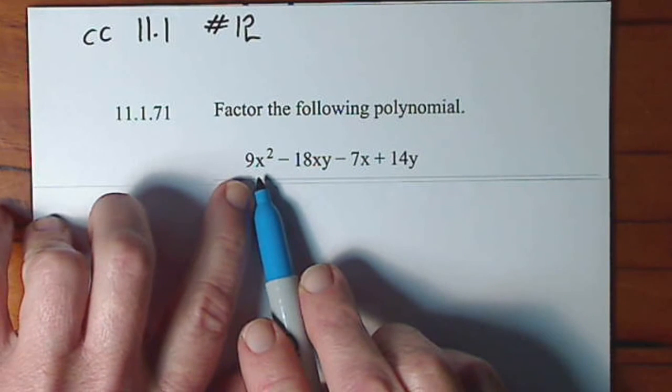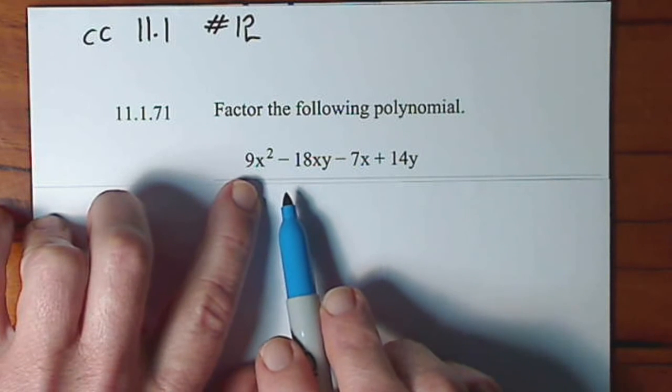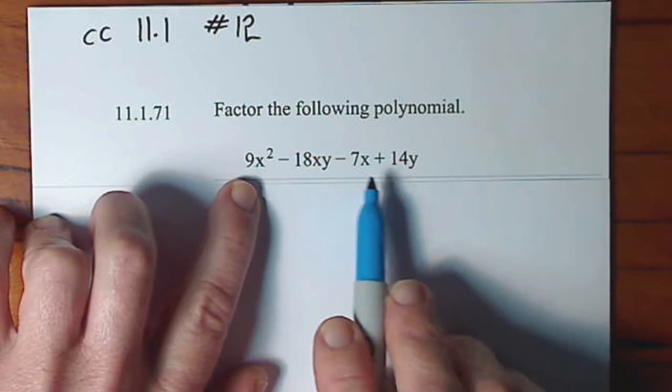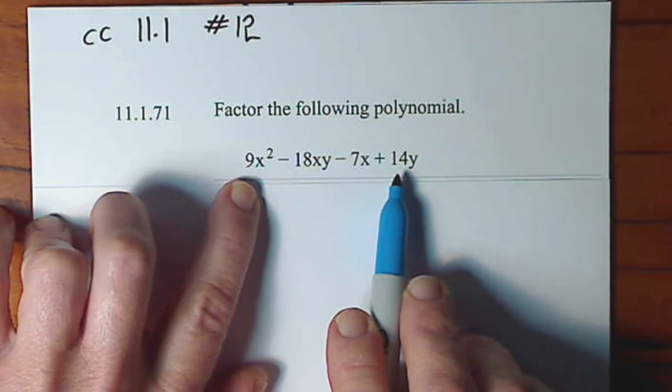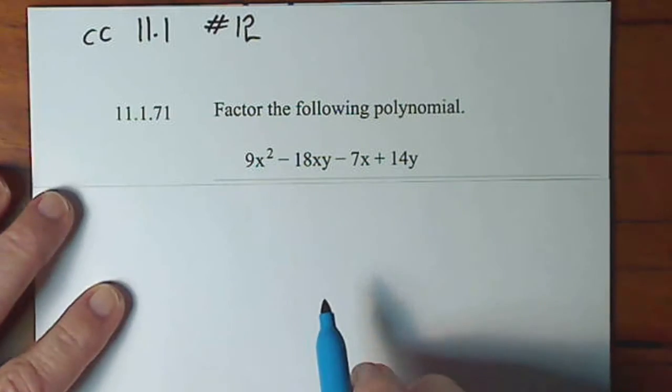From the first two I could get 3x, and that would leave me with 3x minus 6y. I don't see how that would help me there. So I'm going to have to rearrange this. It's not in a good order right now.